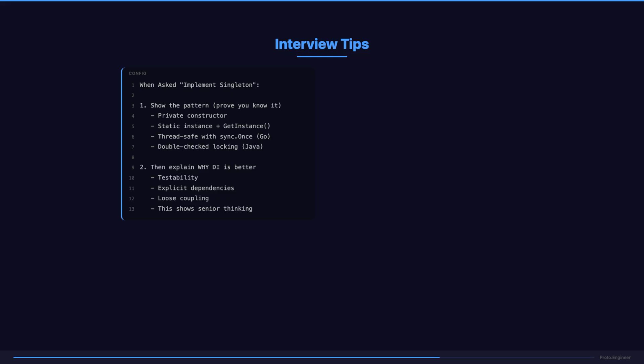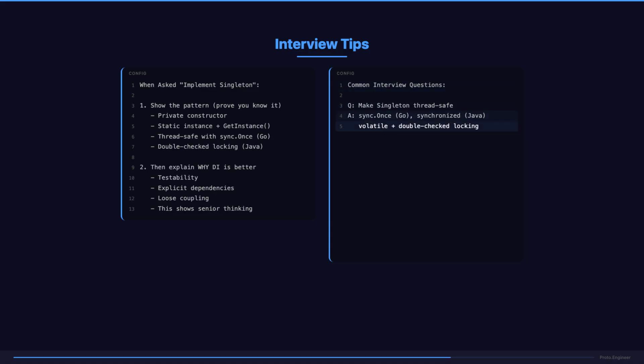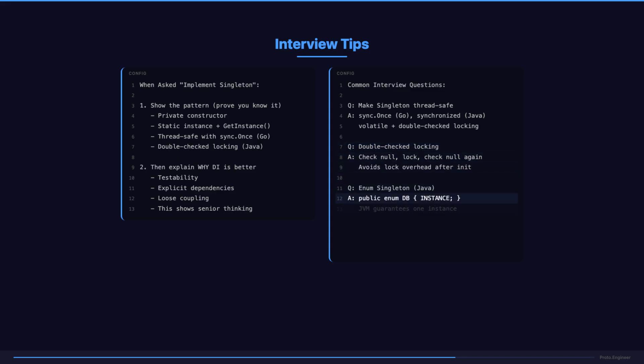In Go, use sync.Once. In Java, use the enum approach, which is the simplest thread-safe singleton. In Python, use a module-level instance, since Python modules are imported once. Explain double-checked locking. First, check without lock for performance. Acquire lock. Second, check to prevent duplicate creation. Create instance. This avoids synchronization on every call after initialization.